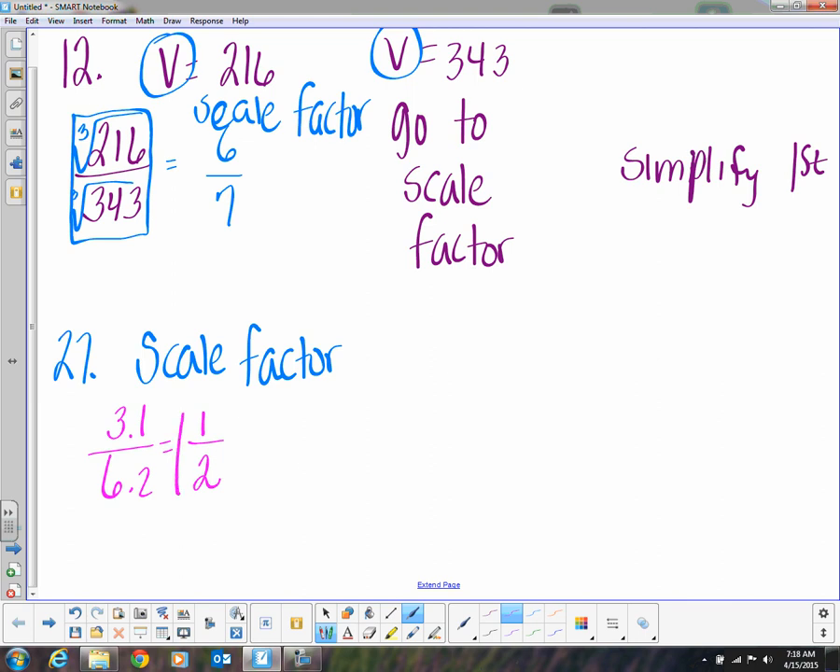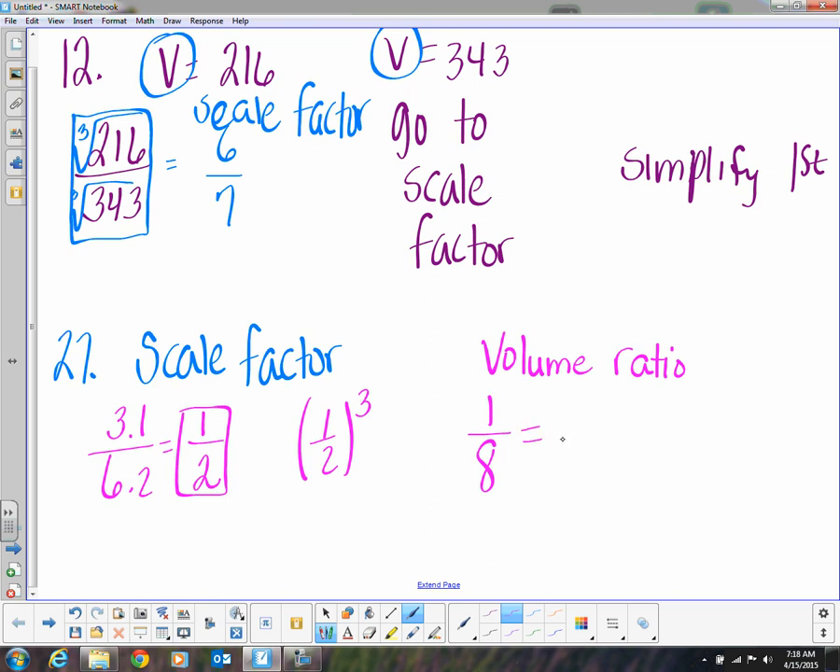So that is my scale factor. Now they're talking about volume. We have to go to volume. So in order to do volume, I need the volume ratio. What do I do to scale factor to get the volume ratio? I have to take my 1/2 and I have to cube it. What's 1 times 1 times 1? 2 times 2 times 2. So that is my volume ratio.